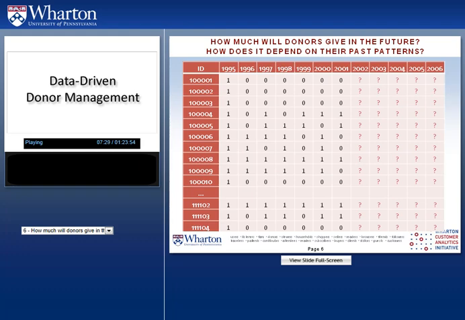Did they donate to this nonprofit or not in each of those 6 years? For the moment, we're ignoring how much they donated. We're ignoring what solicitations they might have received. We're just looking at the raw observed behavior. Did they donate or not? David will add on the latter piece, the interplay with solicitations.